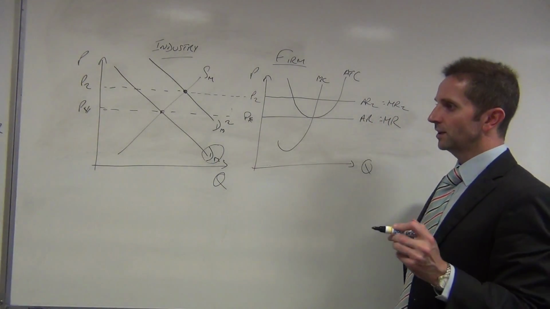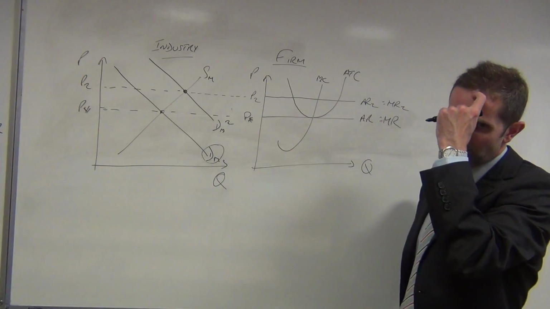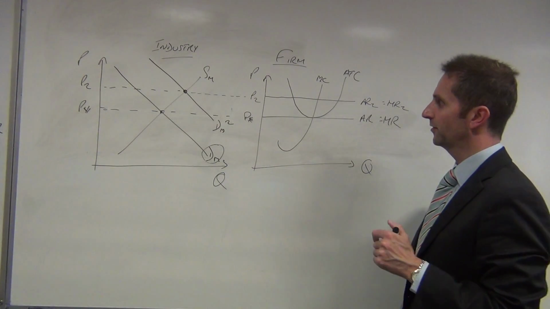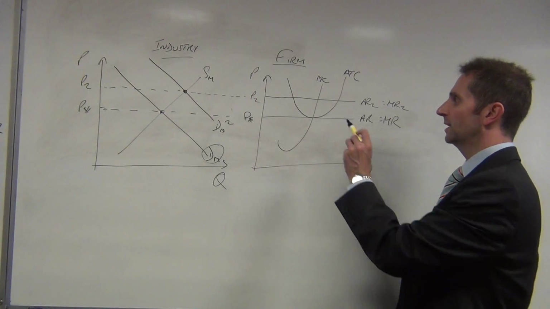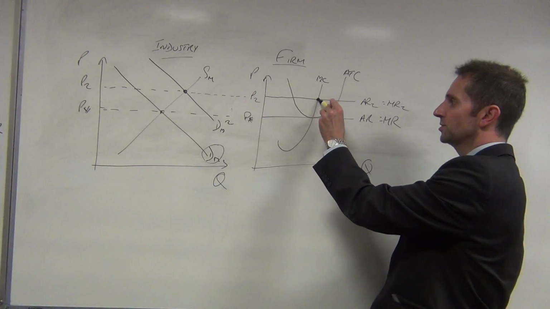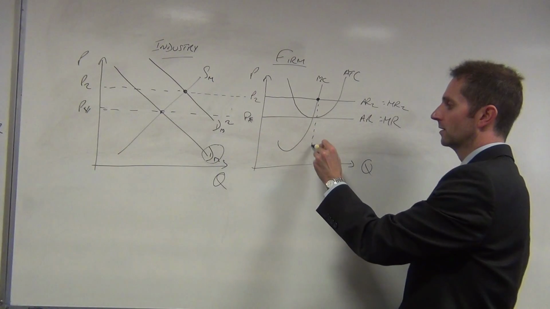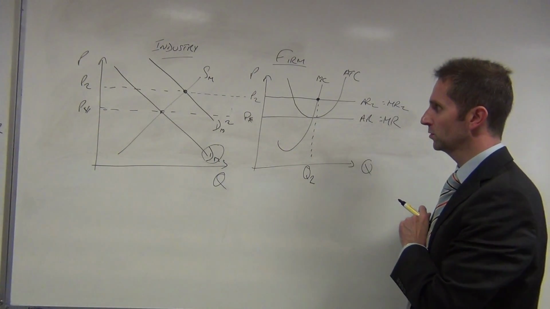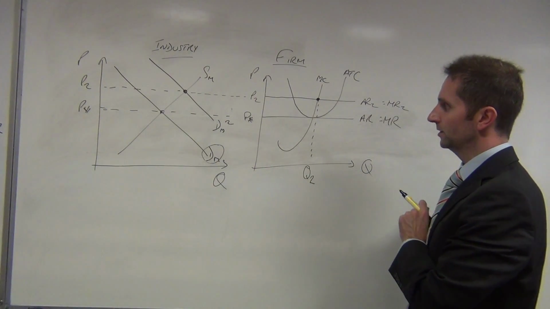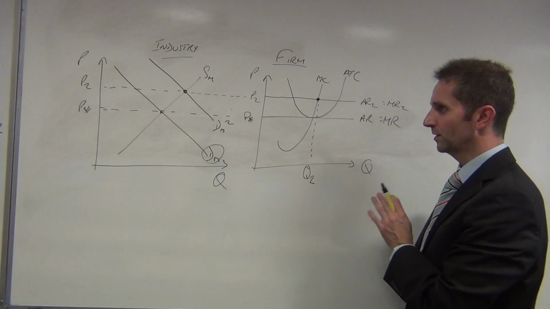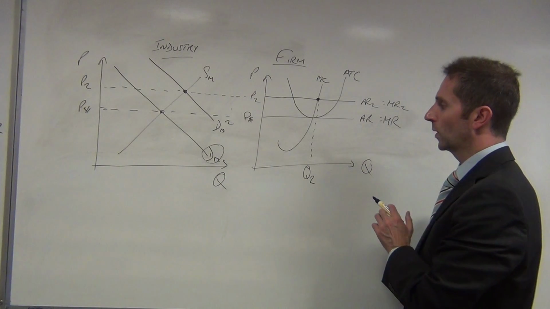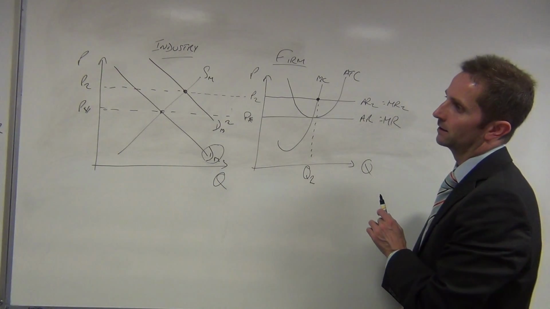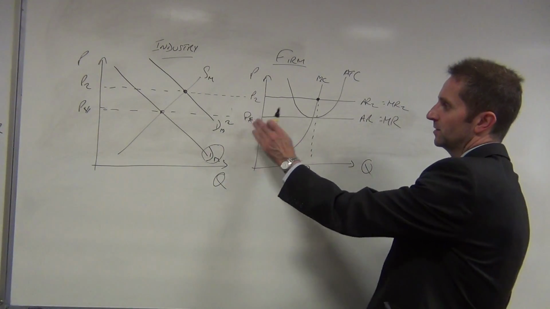Right, so once again, referring to the profit maximizing output rule, which we talked about before, profits are maximized where MC equals MR, which is here in this instance. Take your line down, get your profit maximizing output at Q2. Now the interesting thing about this is that we've now moved from a position where the costs were the same as the price.